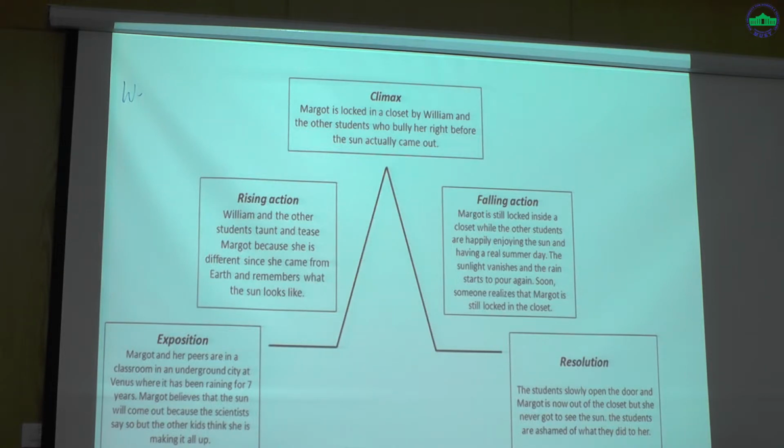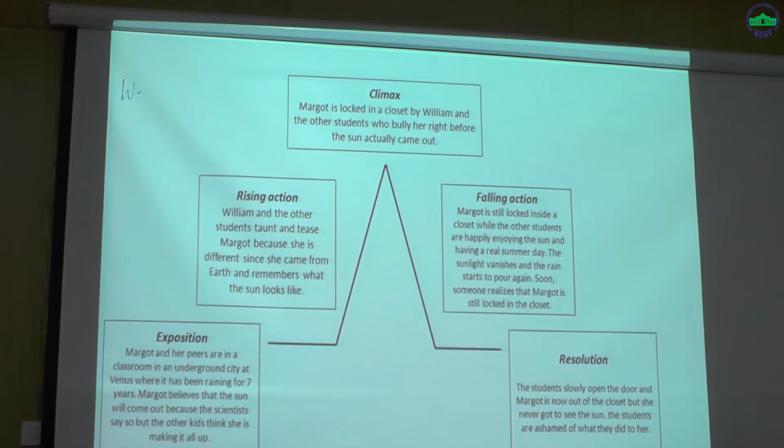Rising action. When William starts attacking her verbally and physically, he gives her many pushes. Climax. When she is locked in the closet and when the rain stops. What about falling action? The children in the jungle enjoy the sun. Resolution. They feel guilty and they unlock Margot.